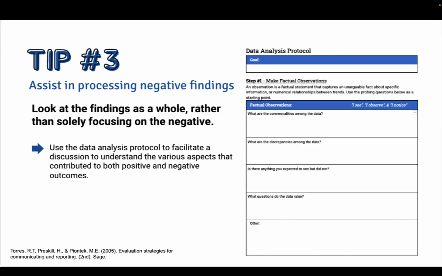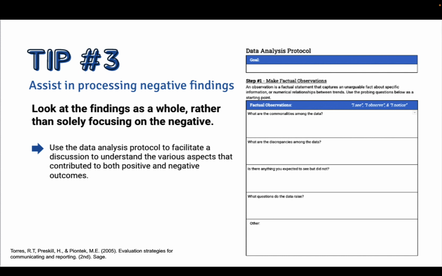The third tip is to assist stakeholders in processing negative findings. It's important that as you deliver the data and information, you look at the program or strategy as a whole and refrain from solely focusing on the negative. As a data fellow, you can facilitate a discussion that focuses on understanding how various aspects of an organization and the strategy contribute to both positive and negative outcomes. This will lead to more fruitful discussions and ultimately more realistic solutions.